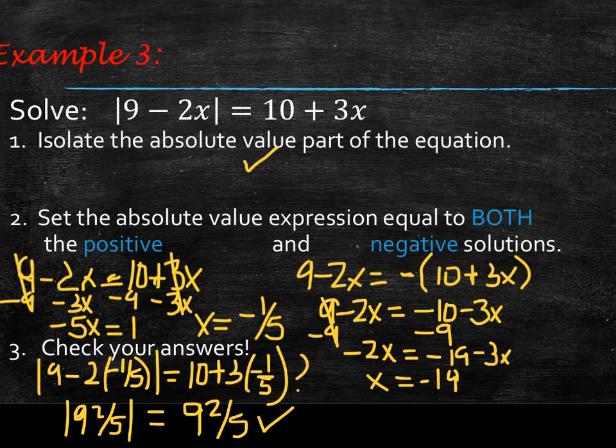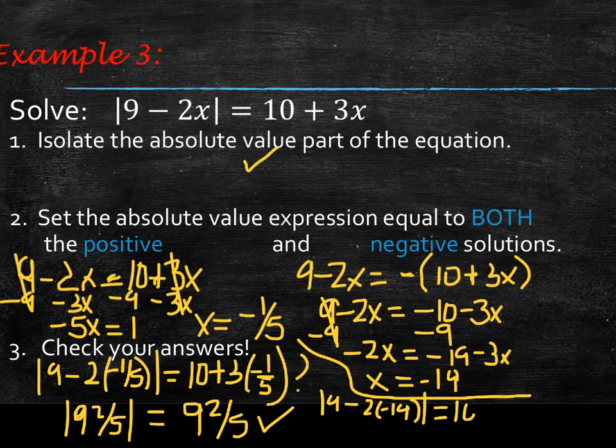Now let's check the negative 19. So here we're going to have, let me go ahead and draw a line so that you can see. So we're going to have the absolute value of 9 minus 2 times negative 19. And does that equal 10 plus 3 times negative 19?